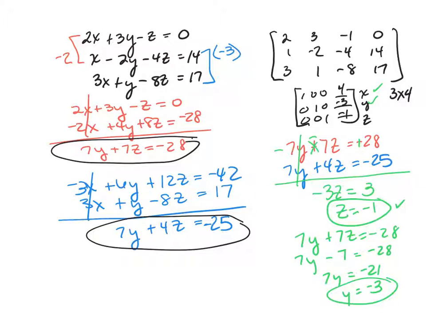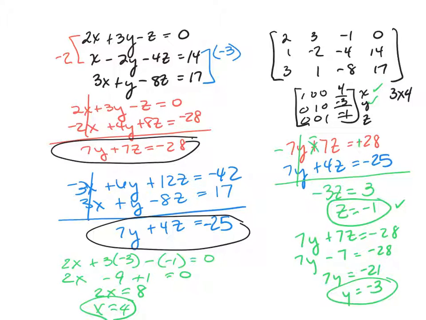And how do you think we find x? Plug in both. Plug it into one of the original equations. So we have 2x plus 3 times -3 minus -1 equals 0. 2x minus 9 plus 1 equals 0. 2x equals 8 when you move it to the other side. And x equals 4. So we nailed all three of those. We got them.